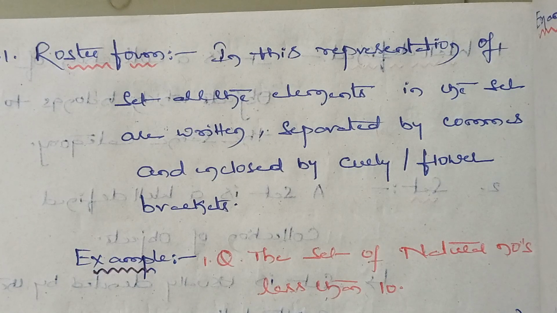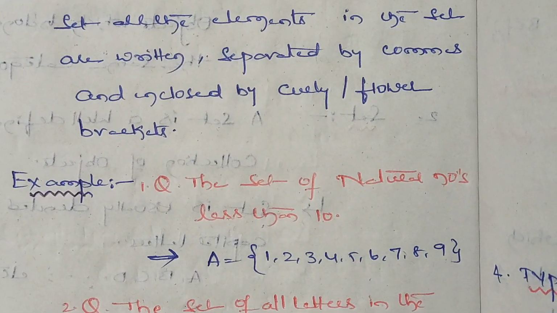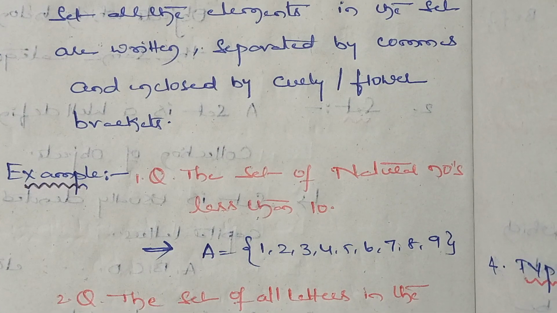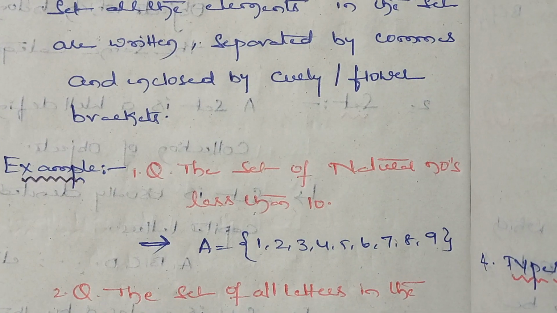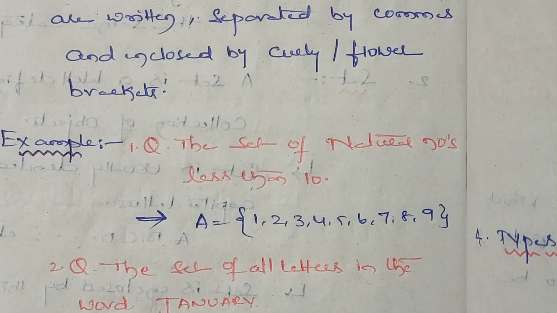In roster form, in this representation of a set, all the elements in the set are written separated by commas and enclosed by curly or flower brackets, students. Now, take an example, the set of natural numbers less than 10. How to represent this? The name of the set should be there, enclosed by the flower brackets and separated by a comma for each element, and no element should be the same, students. All should be distinct.